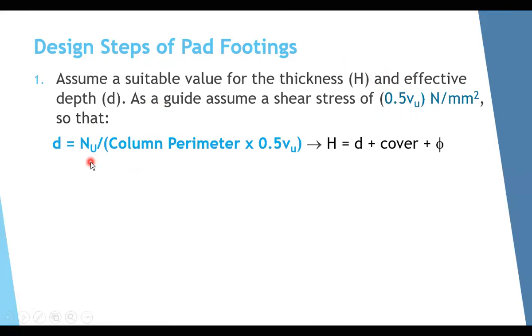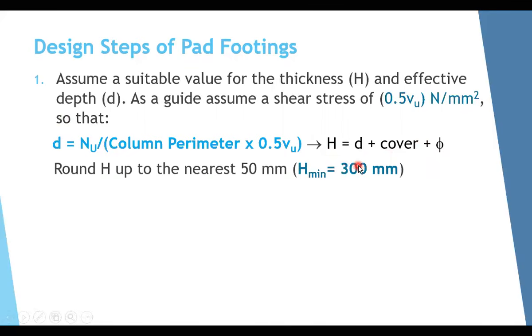Again, this is the ultimate force coming from the column divided by the column perimeter times 0.5 V ultimate, which we assumed here. Once you use this equation, you can get the D. Once you have the D, you can add the cover plus the diameter of the bars to get the total H of the footing. As a guide here, we can assume 20 millimeters for the diameter of the reinforcement in the footing. So you have the H.